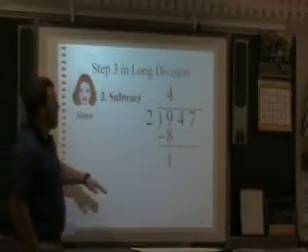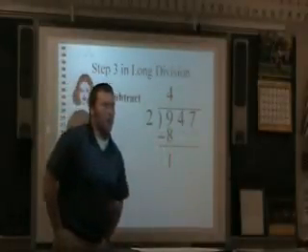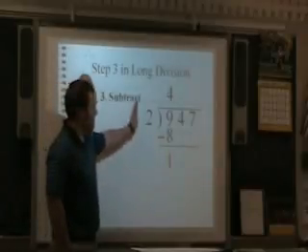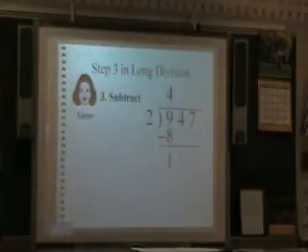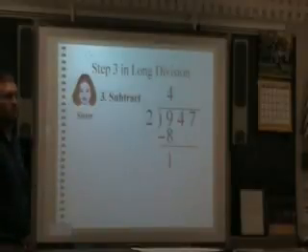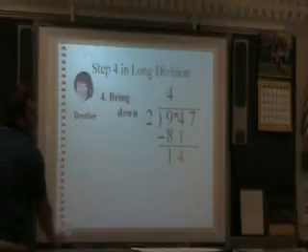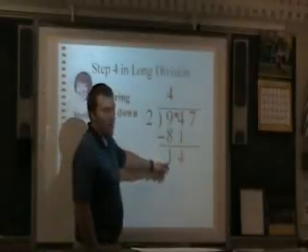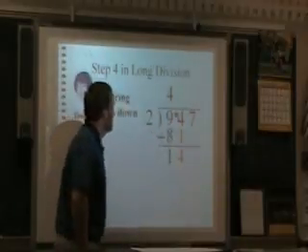So, sister is for subtract. I will subtract 9 minus 8, and my answer is 1. Everyone should have this written down on their piece of paper right now, exactly like this. What's step 4? What comes after sister? Brother, which is bring down. 2 can't go into 1 by itself, so I have to bring down the 4, making it 14.